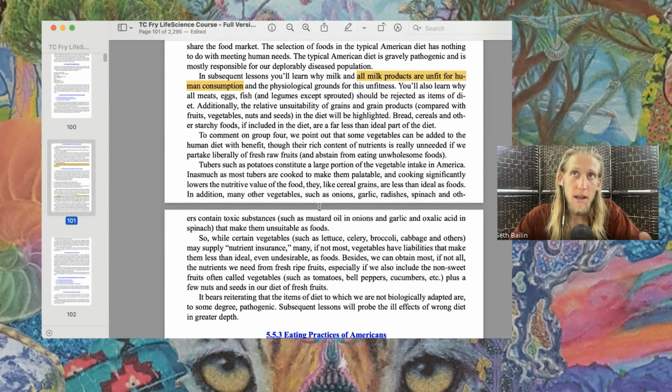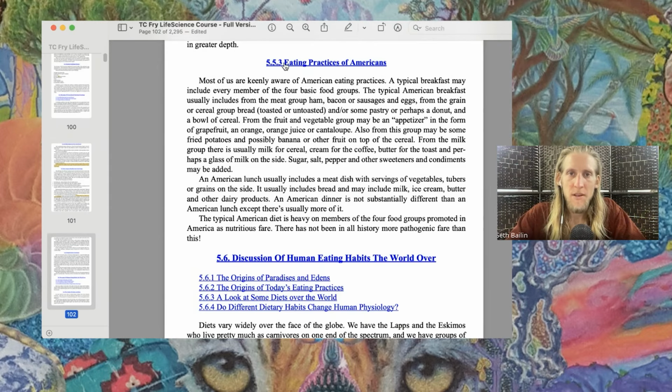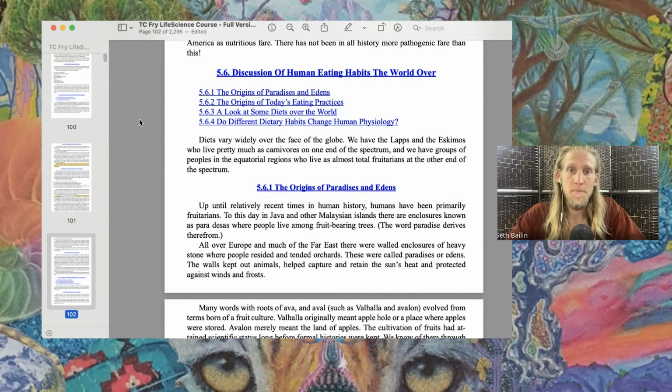It's not all a capitalist conspiracy because there might be an element of these people wanting us to be sick. I'm not sure. That's total speculation, but it's likely. Eating practice of Americans, suffice to say, Americans will eat anything. We really have to undo a lot to get from the standard American diet to the natural human diet.